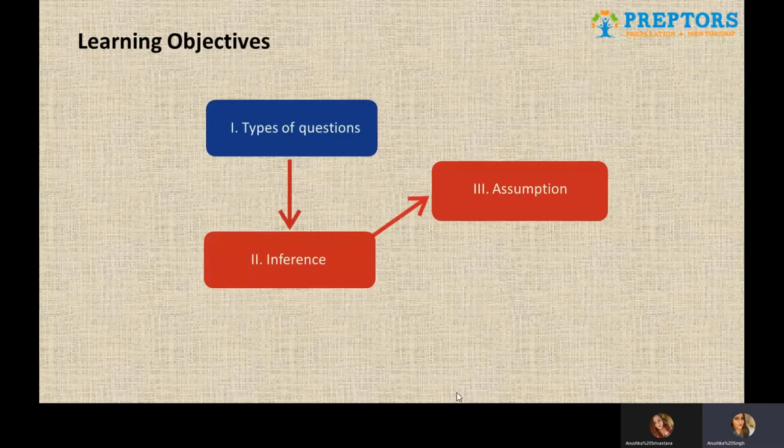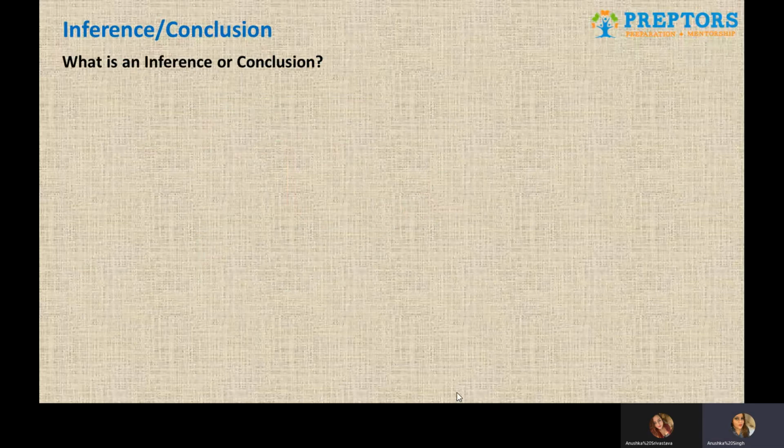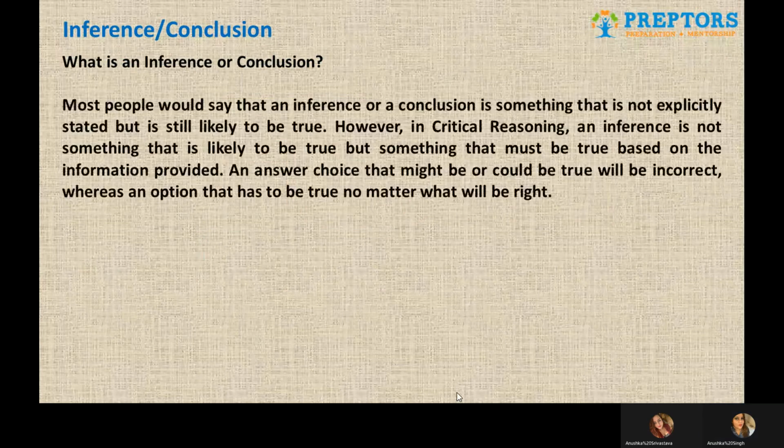Now, moving ahead with inference questions. What's an inference or a conclusion? Most people would say that an inference or conclusion is something that is not clearly stated but is likely to be true, something that will probably be true. But an inference, on the other hand, is not something that will probably be true, but something that is definitely going to be true no matter what. So an inference is something that must be true, and something that must be true will be your answer choice.